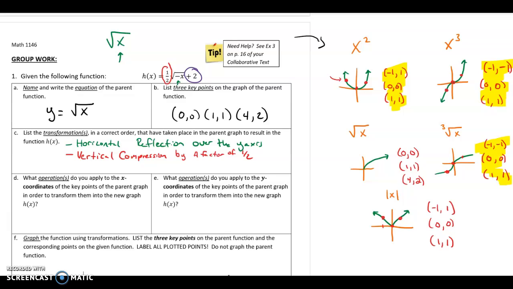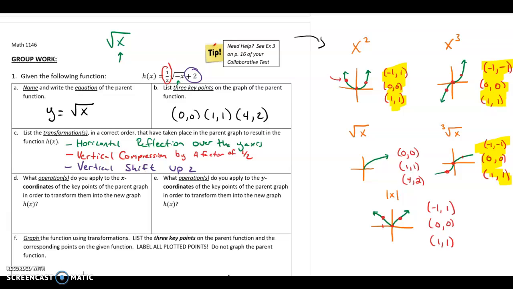And then the last transformation is that +2. A lot of people do well with these just basic addition or subtraction ones. A +2 on the outside. A couple seconds to think about that. A +2 on the outside is a vertical shift. And then this one is going to be up 2.